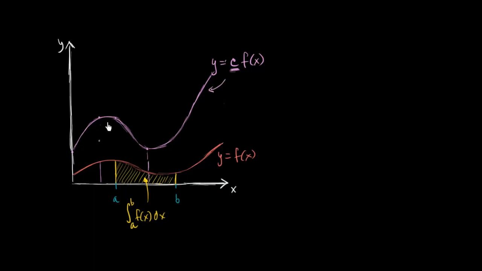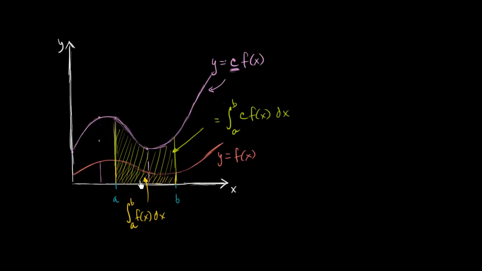Now, what do we think the area under this curve is going to be between a and b? We already know how we can denote it. That area is equal to the definite integral from a to b of c f of x dx. To make the question a little clearer, how does this green area relate to this yellow area?